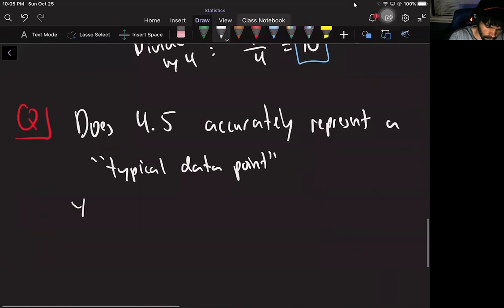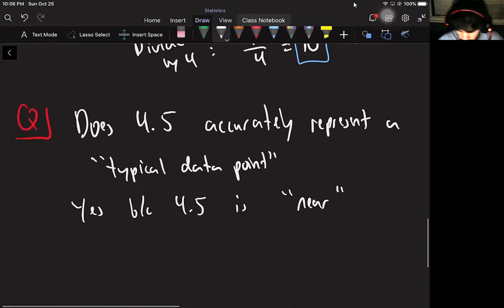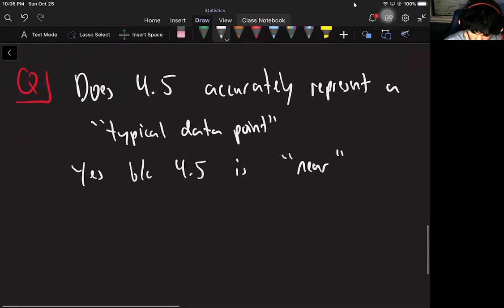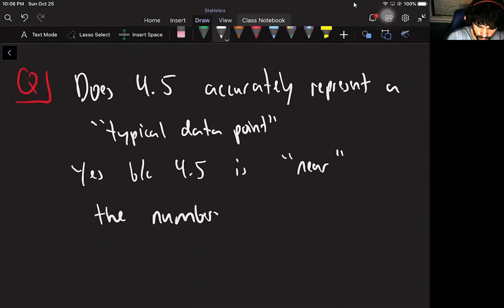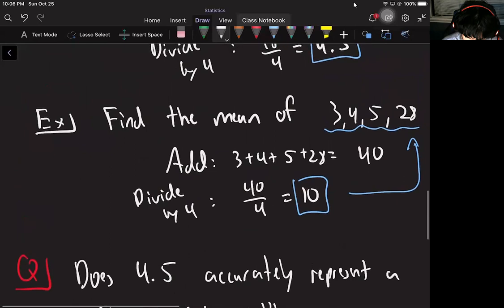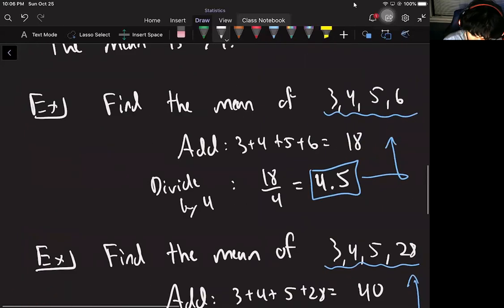It's because 4.5 is sort of near. And of course, near is, I guess it's sort of an opinion. I think it's nearby. Right now, it's just sort of an opinion. It's near the data points. So sort of nearby all of them, in fact. All 4 of these guys.